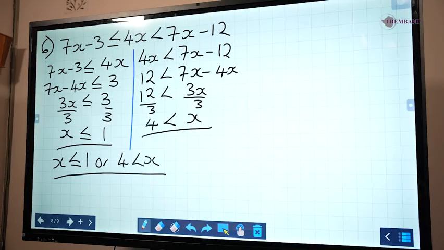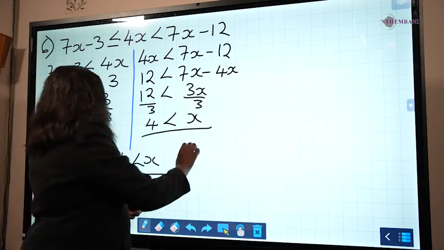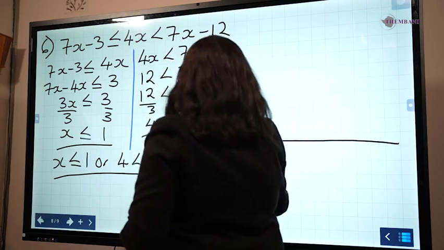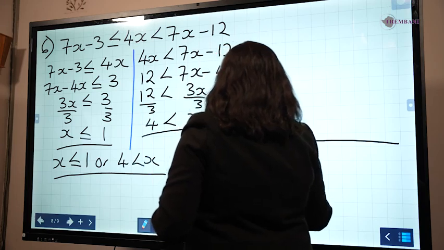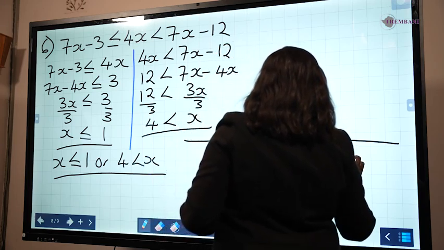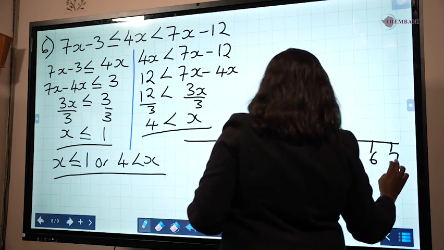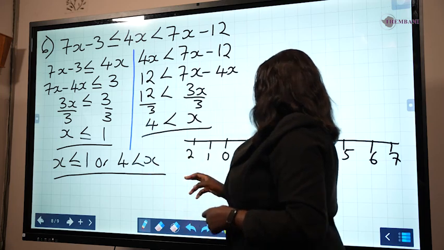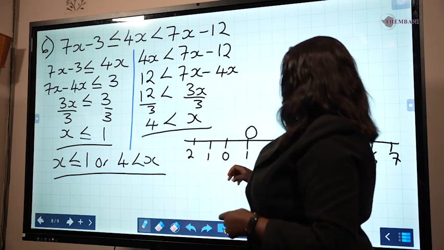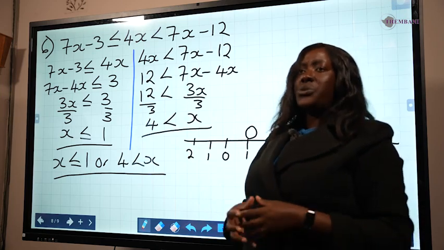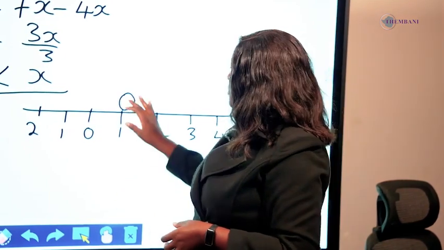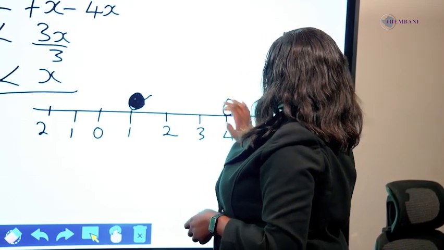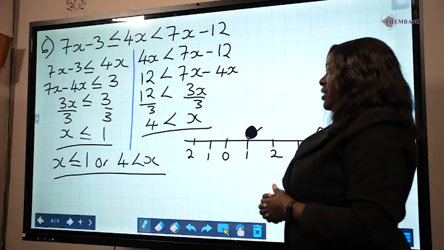So we want to put the solution on a number line. The important values that I need are 1 and 4. So I have my 1 here, 2, 3, 4, 5, 6, 7. I also have my 0, 1, 2. So on 1, are we shading 1? Yes, we are shading 1 because it has an or equal to. So I'm shading on the 1. Then let's move on to the 4. Am I shading the 4? No, it doesn't have an or equal to.